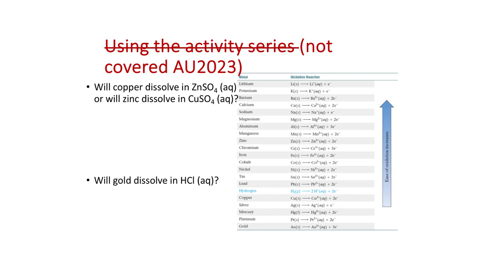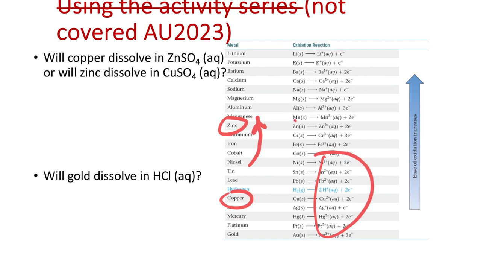Now, in case you're wondering, you would want the metal to be higher than the cation in order to react. That is the basic answer to the question. So if copper's here and zinc is up here, then the zinc metal would dissolve in the copper solution, not vice versa. We could not take the copper and dissolve it in the zinc solution.